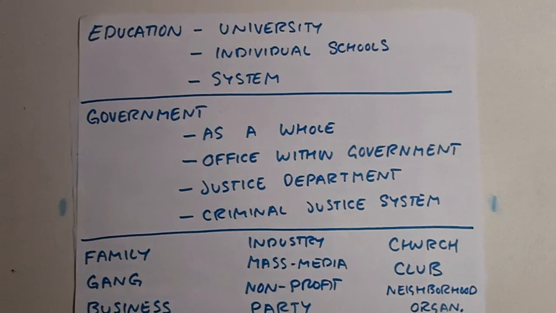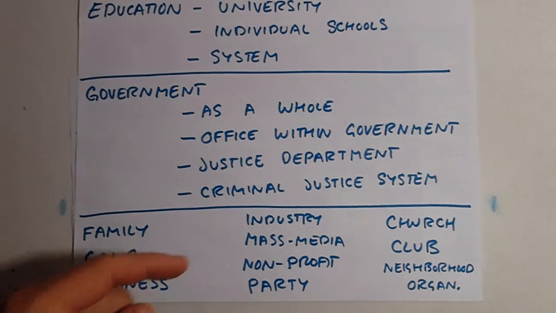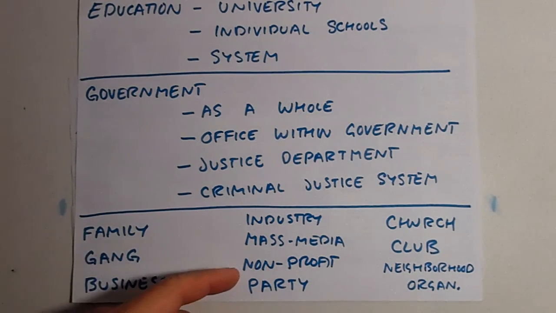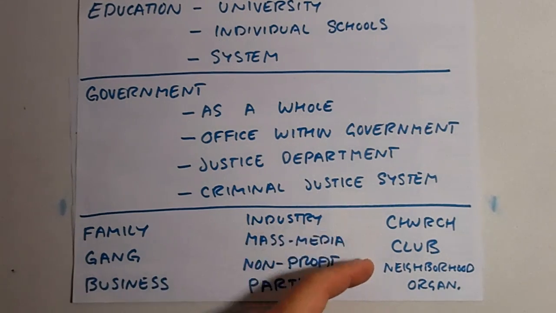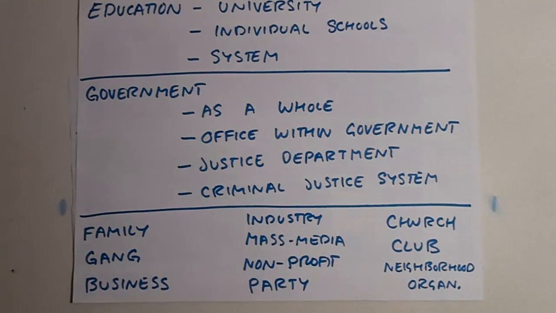Other social institutions that are interesting to sociologists include the family, gangs or criminal organizations, businesses or industry, mass media and those that produce it and distribute it, non-profit organizations, political parties, churches or religious groups, clubs that could be based on fans, fan clubs or service-oriented clubs, and neighborhood organizations. Anytime you have an idea that has become embedded in a social structure meant to accomplish a specific goal related to that idea, you have a social institution.